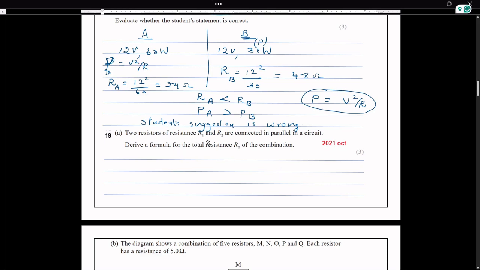Two resistors of resistance R1 and R2 are connected in parallel. Derive a formula for the total resistance of the combination. So let's draw a circuit of two resistors in parallel. So resistor R1 and resistor R2. So this is R1 and this is R2. They are connected in parallel across a battery source.